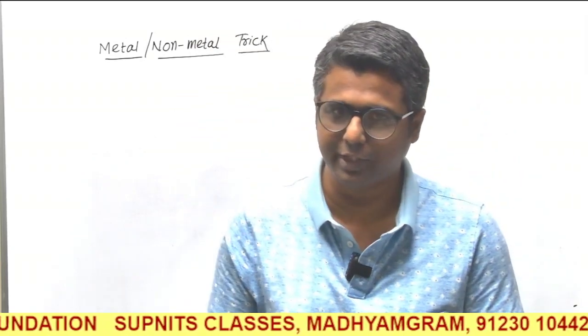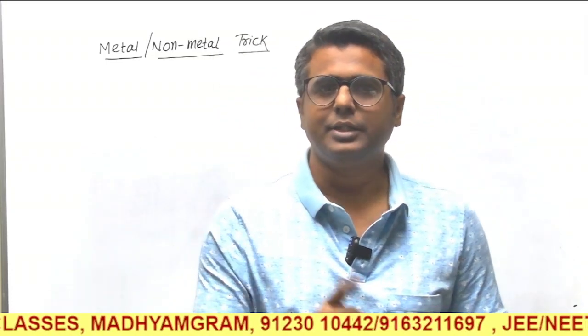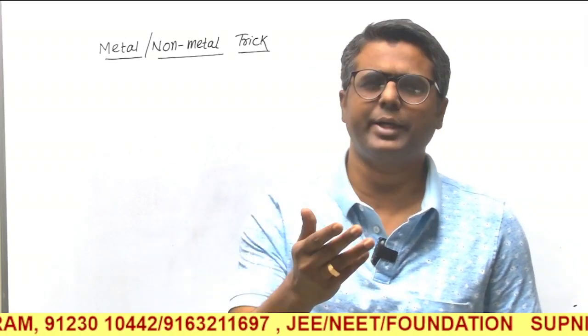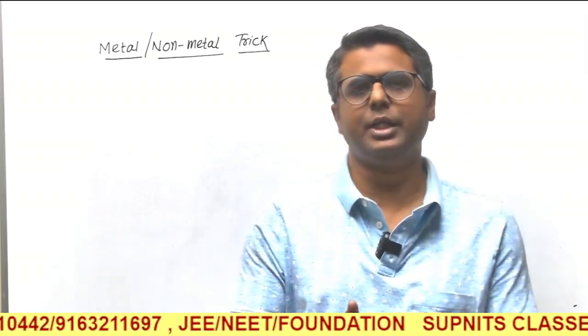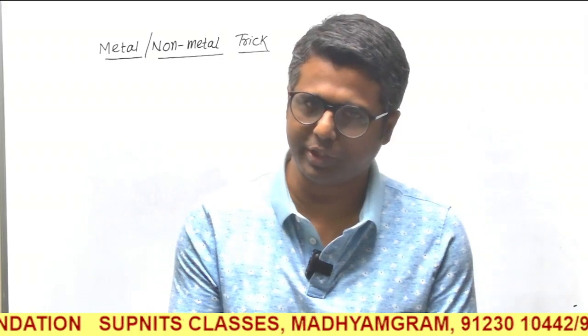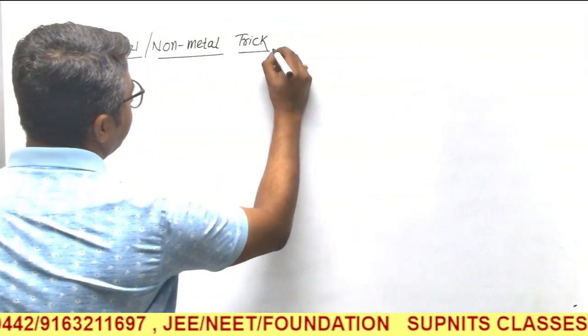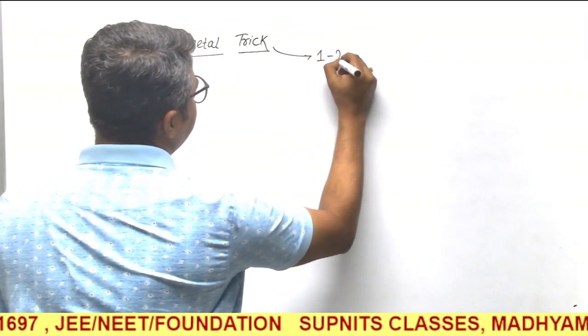So how to identify that? First of all, you need to understand whether it is a metal or non-metal. This trick is going to work up to atomic number 18 or at most 20. After that, when the atomic numbers and masses increase, this trick is not going to work. So you need to accept this fact. We are going to make a trick for elements number 1 to 20.